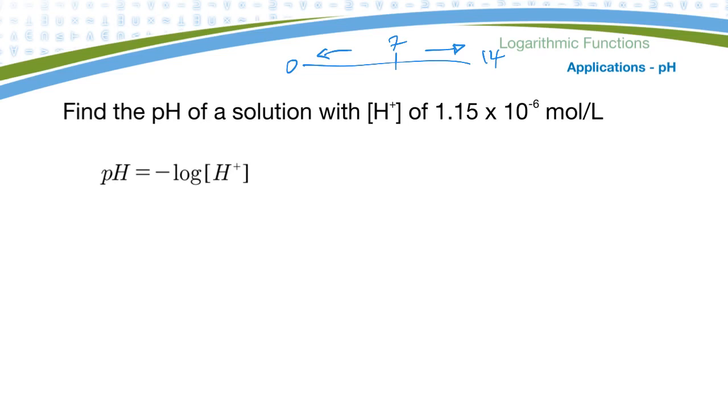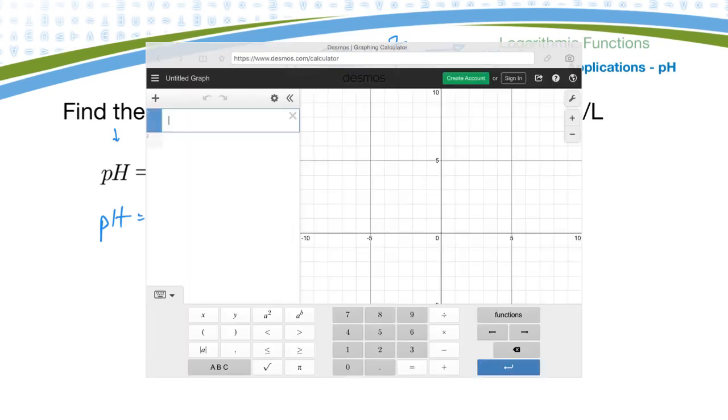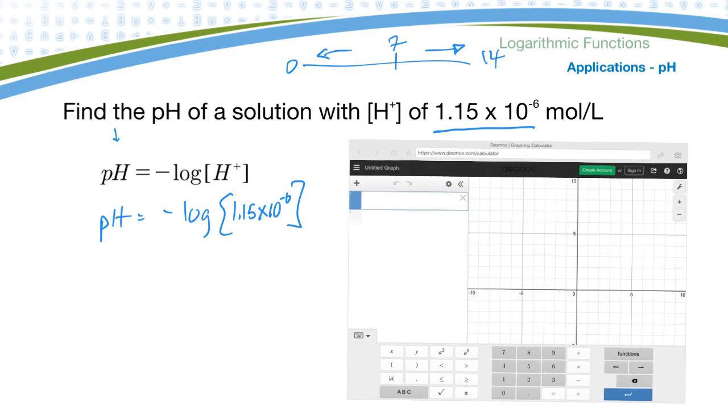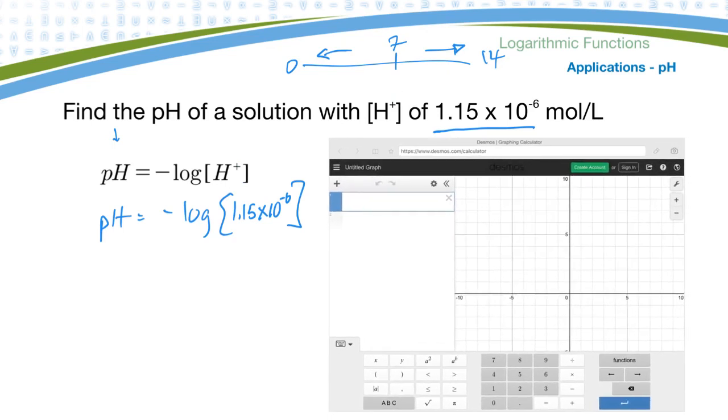So if I wanted to determine what the pH of a solution is that has this as the hydrogen ion concentration, here's the formula I can use. The pH is equal to the negative log of 1.15 times 10 to the minus 6. And then I can just plug that into my calculator. Let me try it in decimals. I don't think that I can do exponential notation. We haven't figured out how to do it yet, but I think I can use decimals to figure this out.